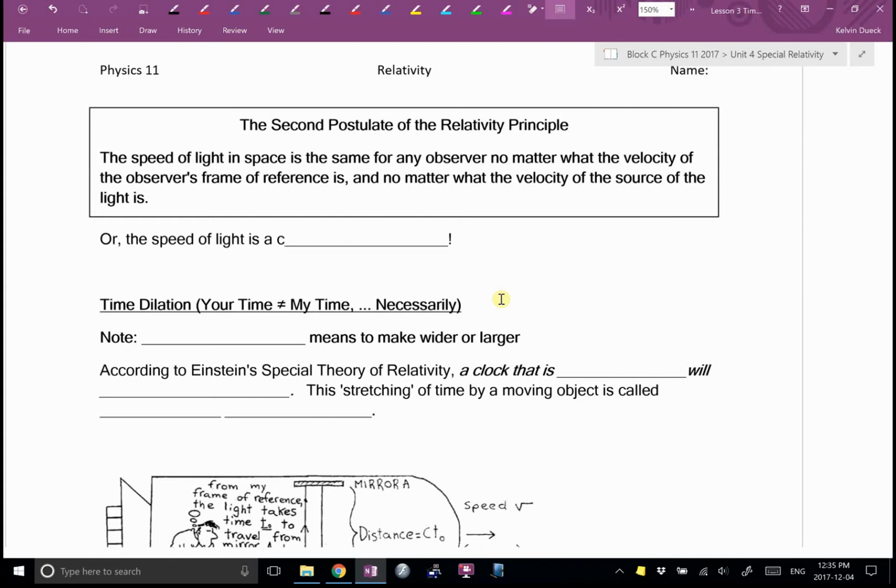Fancy word, the speed of light is a word that begins with letter C. I used this word in the last lesson. Huh? Constant. In fact, it's the constant.